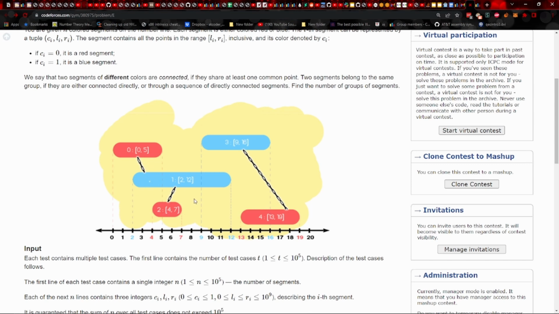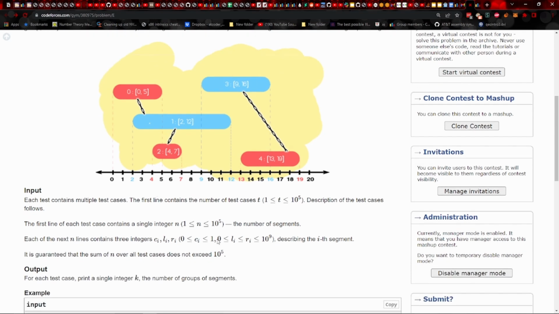So if you consider the sample over here, segment 0 and segment 1 are of different colors and they intersect, so they're connected to each other. The same goes for segment 1 and segment 2, and segment 3 and segment 4. But notice that while segment 1 and segment 3 intersect each other, because they're not of different colors, they're not connected. So after all the operations are applied for every pairwise comparison of segments, we're left with two groups of segments. The question essentially asks how many groups of segments have been formed after we've connected all possible segments.